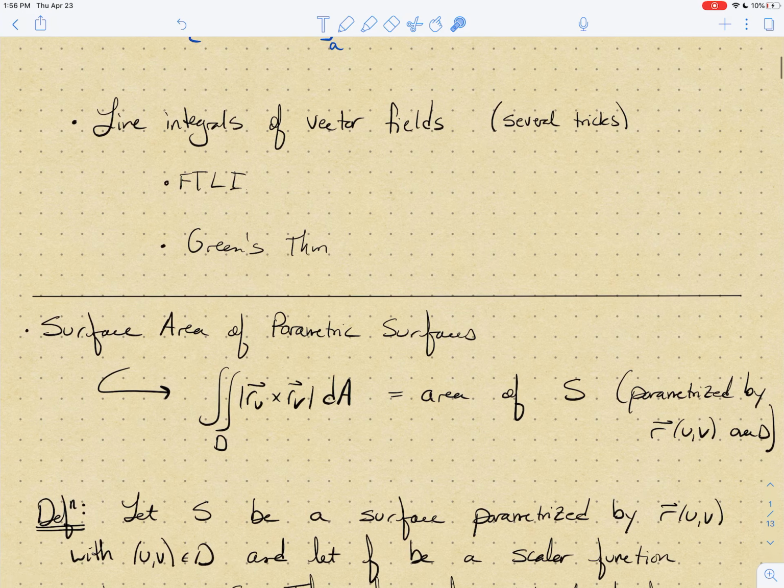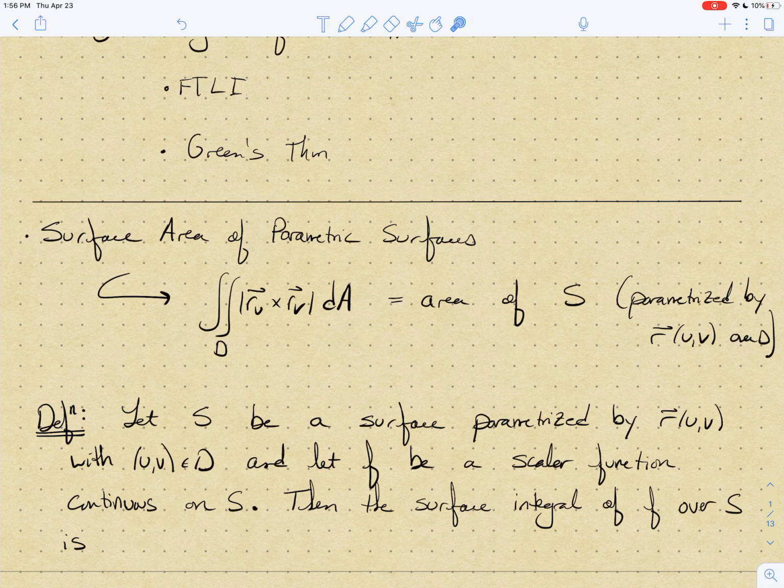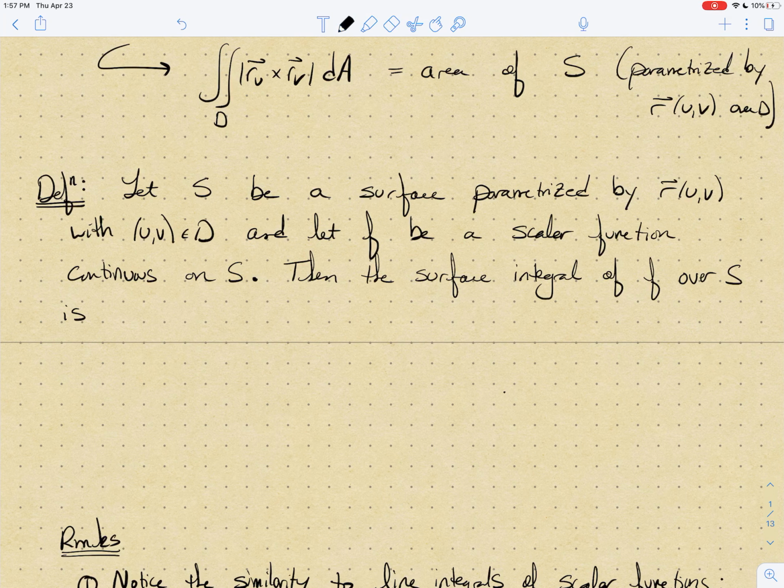So what is a surface integral of a scalar function? We take a surface S parametrized by r of u and v over some region D. Then I pick my scalar function f, and I do want to require that f is continuous on S. It's got to be reasonably well behaved. Then the surface integral of little f over S is defined as follows. We write a double integral sub S, where the S tells you this is a surface integral, then you write down your function f, and then dS.